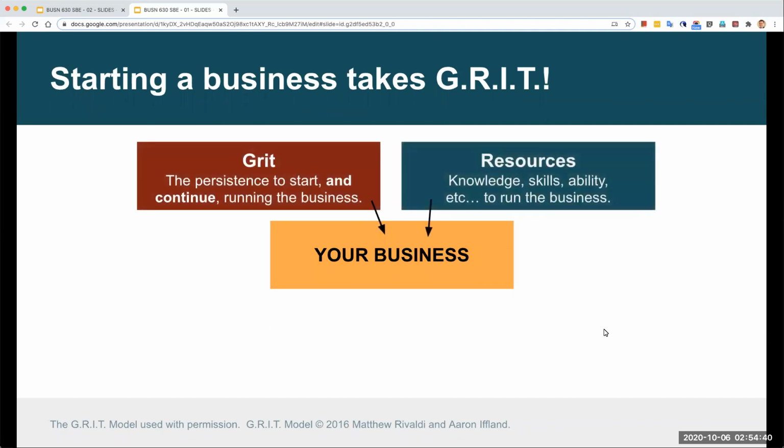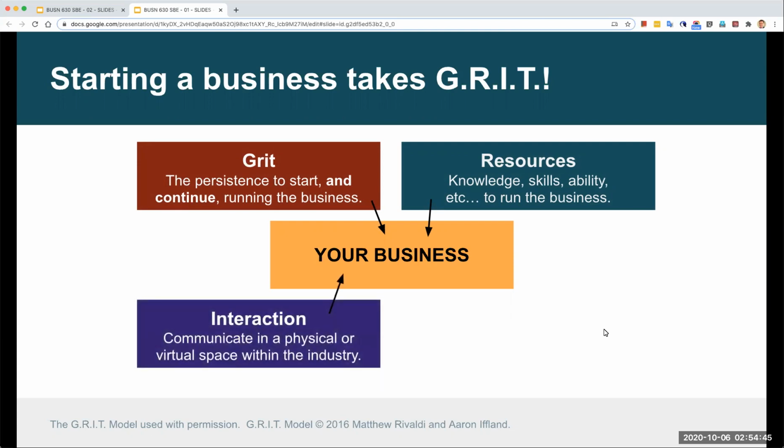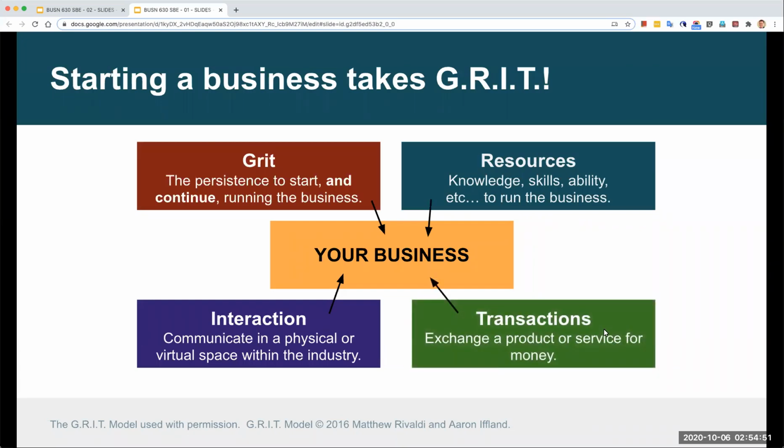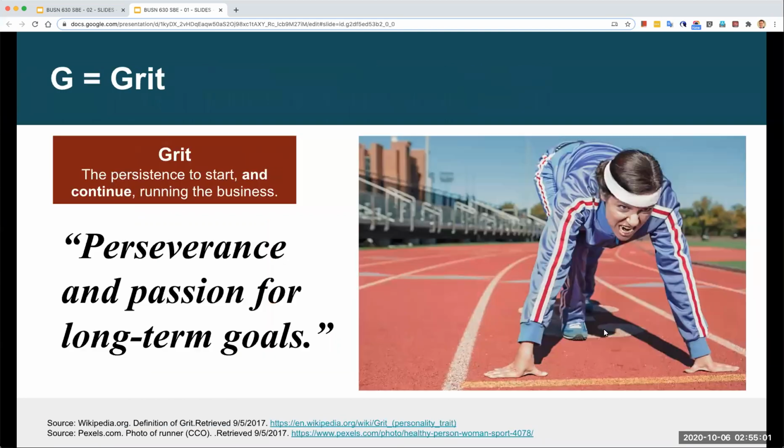Resources are the knowledge, skills, ability to run the business. Interaction is the ability to communicate in a physical or virtual space within the industry. And transactions are the exchange of product or service for money. So without any one of these 4 areas, your business is not going to be as successful as it could be.